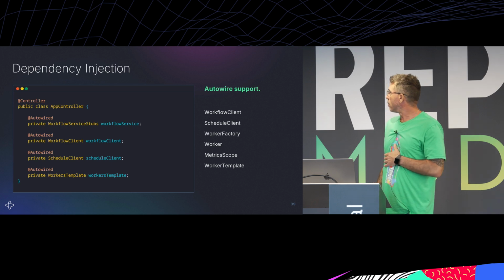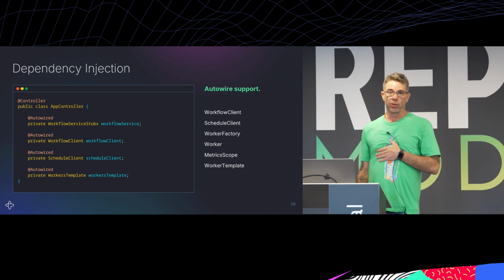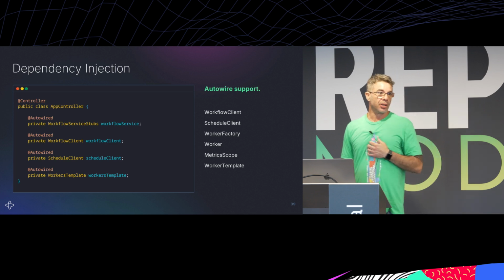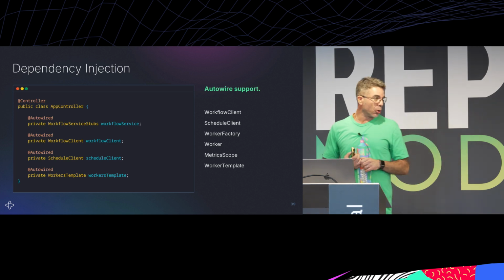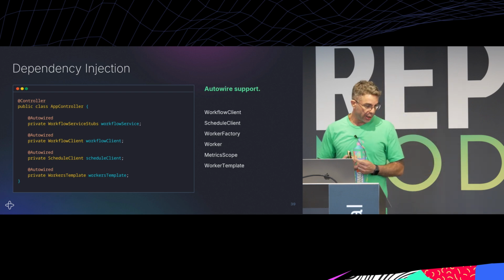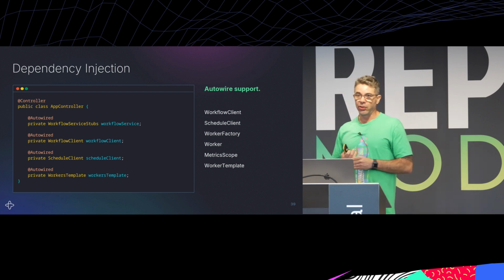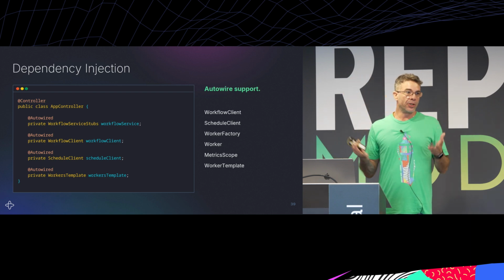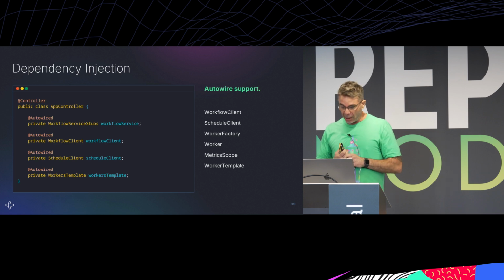Another thing that the Temporal Spring Boot Starter allows you to do is dependency injection. So you can easily auto-wire workflow service, workflow clients. If you do Temporal schedules, you can auto-wire a schedule client, things like that. So you no longer have to create this yourself. Once you define your workflow and activity types, everything is done for you.